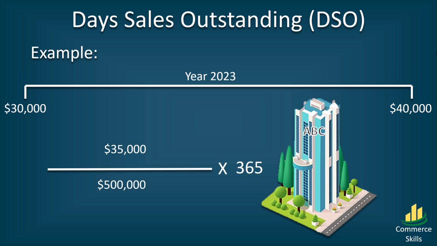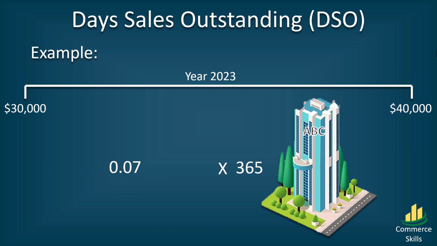Average accounts receivable, $35,000, divided by total credit sales, $500,000, equals 0.07. Then multiply 0.07 by 365. So, 0.07 multiplied by 365 equals 25.55 days. Therefore, the days sales outstanding in this example is 25.55 days.